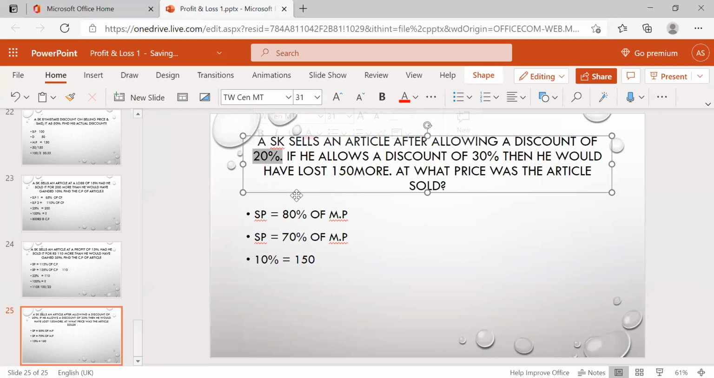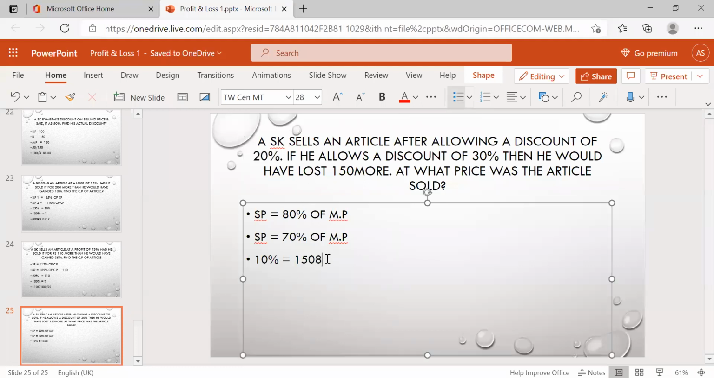20%, right? So 20% discount means 80% of the mark price. Am I right? 80% of the mark price is sold the first time. 80% of the mark price equals question mark. So we know 10% is 150, and for 80%, just multiply by 8. Percentages, if you practice the percentages, you get easy answers. 10% is 150, 80% is nothing but into 8. So 15 into 8 is 120. No need of cross multiplication, nothing. 120 and 0. That's it.